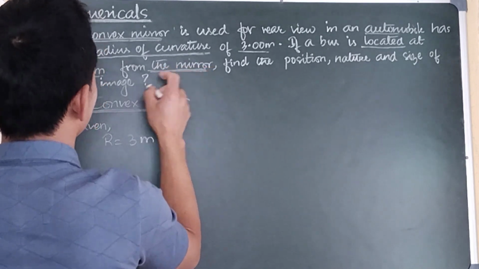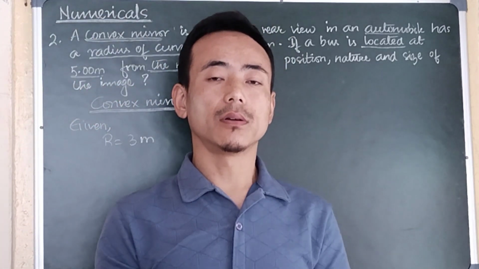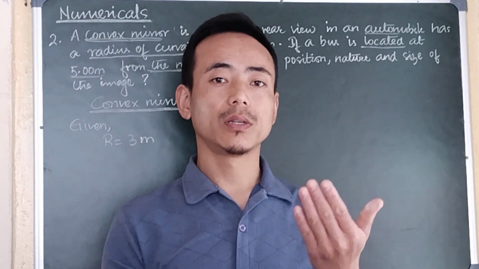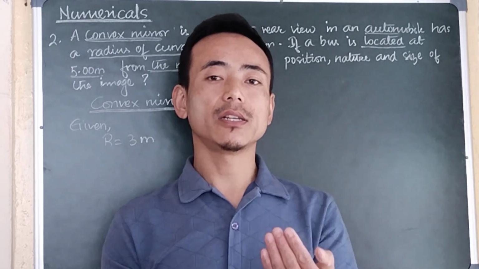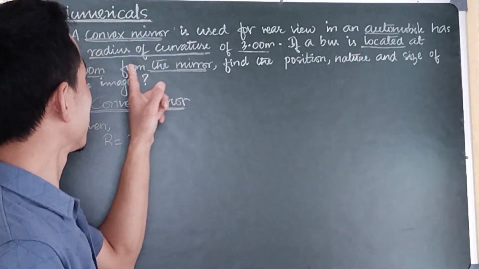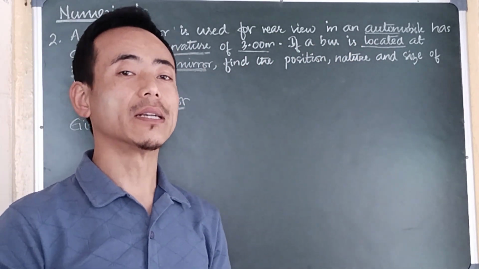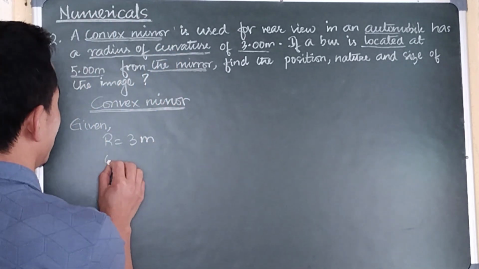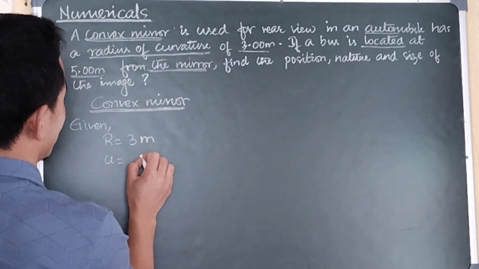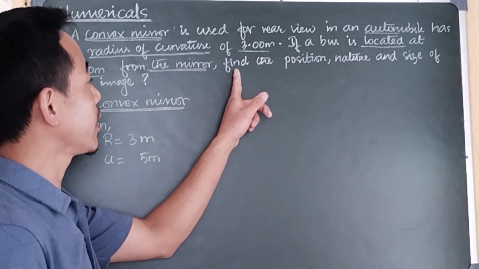So what is this distance 5 meter? What do we keep from the mirror? So we always keep an object in front of the mirror. So here this bus which is located at a distance of 5 meter from the mirror is nothing but our object distance. So object distance u is given. So u is how much? 5 meter here.